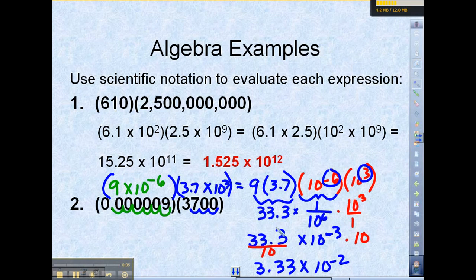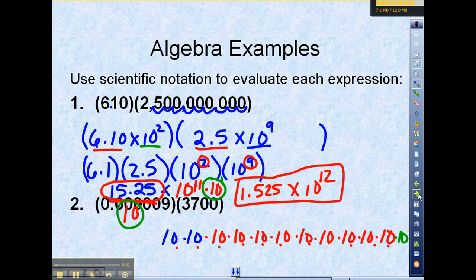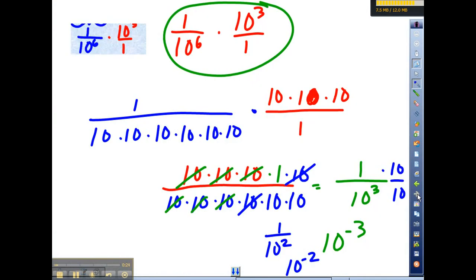Remember what we were doing here? We had to make this a number between 1 and 10. So if we divided this by 10 to make this 3.33, I had to compensate for dividing this by 10 by multiplying by 10 here, which is 10 to the 1st power. And we did that back here on this slide. Whoops, not that one. We did it back here on this one, and we got 10 to the 2nd power.